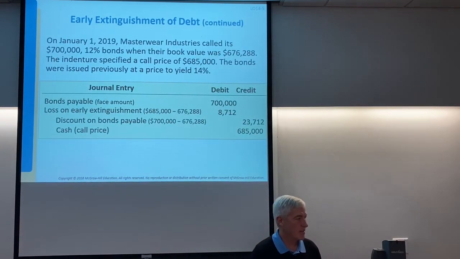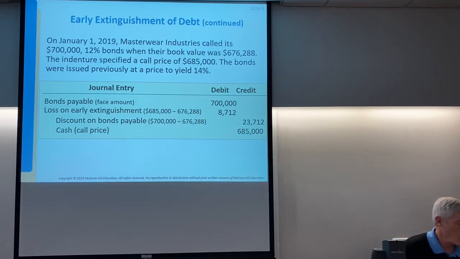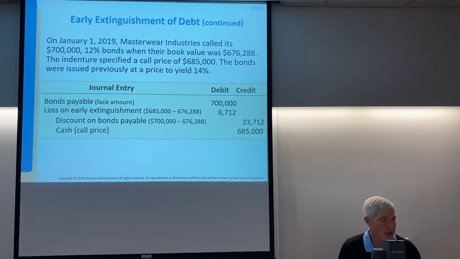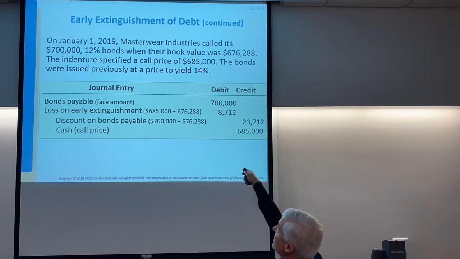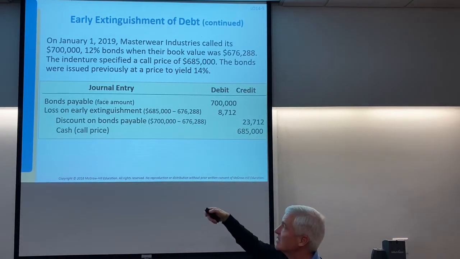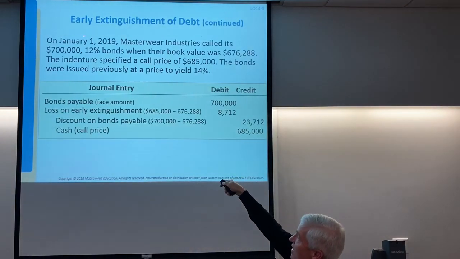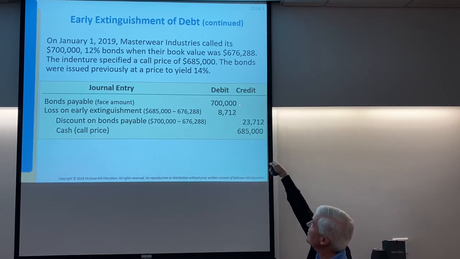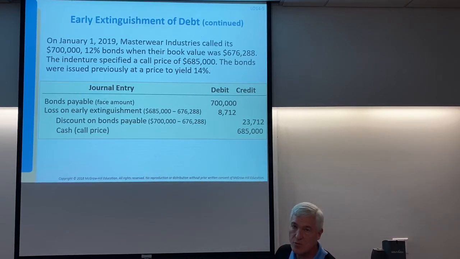Now, I'll tell you how I think about this. Let's look at the example. I'll give you a second to read this. Take a look at and read that. So they called their bonds, and they had to pay $685 to call their bonds, and I think this is a year later. I think these were January 1, 2018, and the book value was $676. How do I know that? $700,000 face value, and we had $23,000 sitting in the discount account.